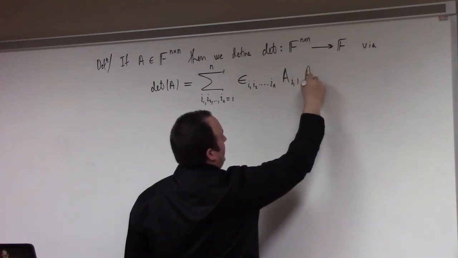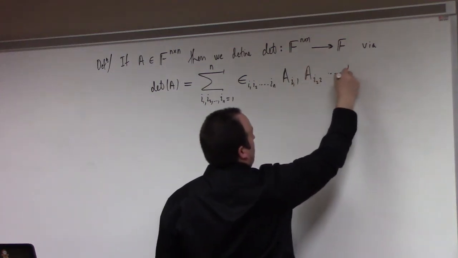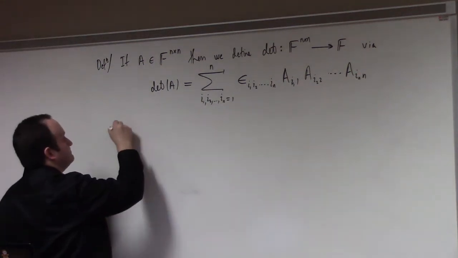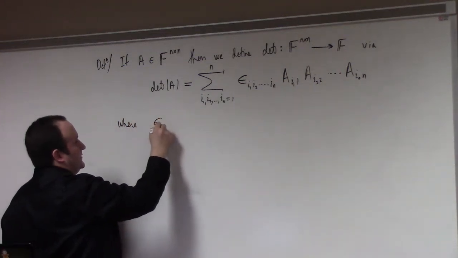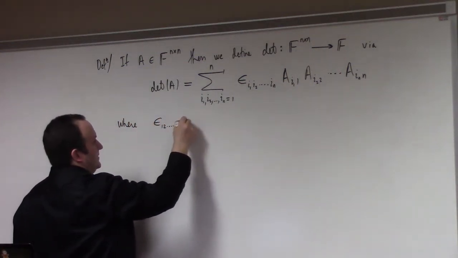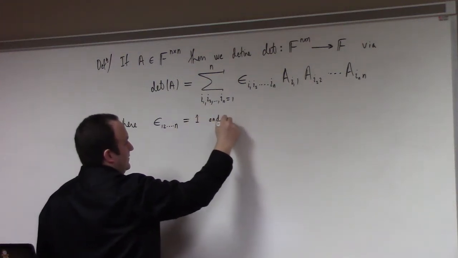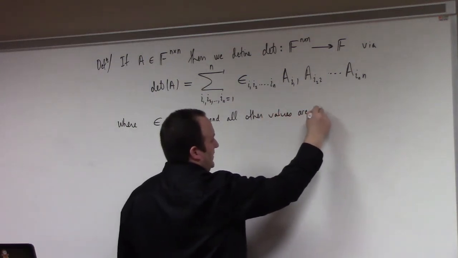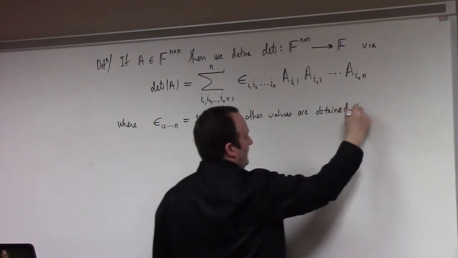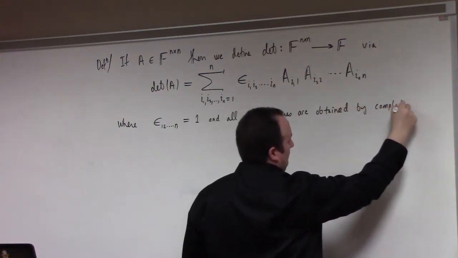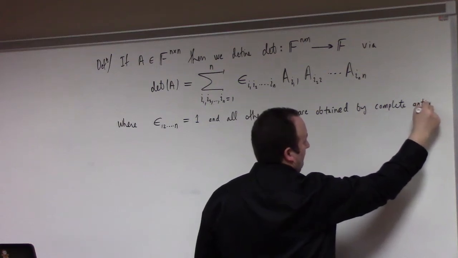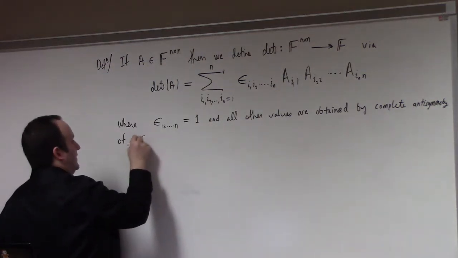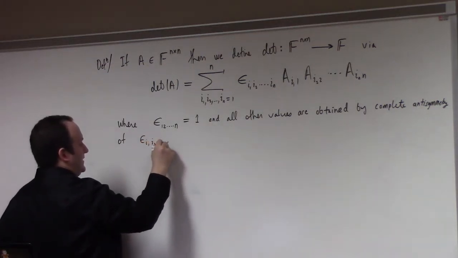A_{1 i1}, A_{2 i2}, ..., A_{n in}, where epsilon_{1,2,...,n} is equal to 1, and all other values are obtained by complete anti-symmetry of epsilon_{i1, i2, ..., in}.